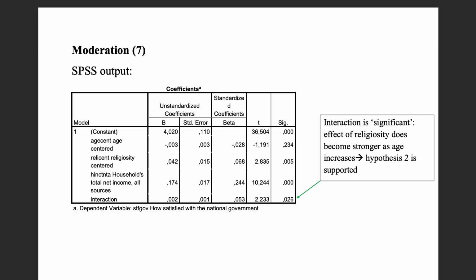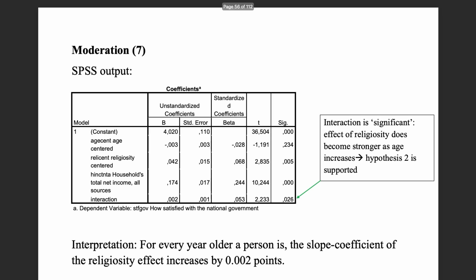Which basically means that this does indicate that the effect of religiosity becomes stronger as age increases. So the older people are, the stronger our religiosity effect actually is. More specifically, what does the 0.002 exactly tell us? Well, it tells us that for every year a person is older, the slope coefficient of the religiosity effect increases by 0.002 points. Because that's what our interaction term captures.